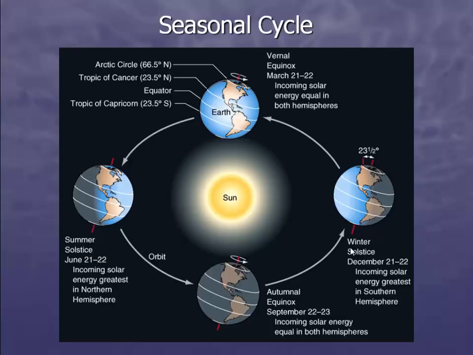So a nice graphical depiction of the seasonal cycle here. Let's start over on the right-hand side at the winter solstice. This is an important date to remember. The winter solstice happens on or around December 21st.